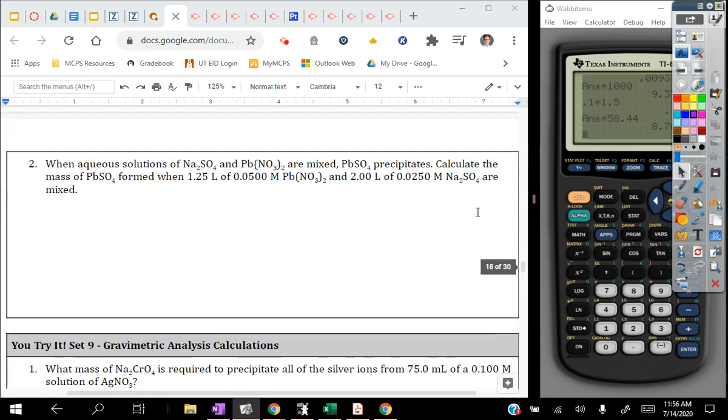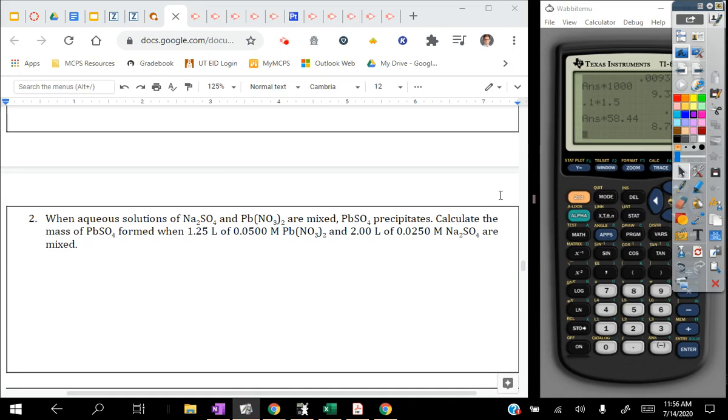Okay, let's do another one. This time we have an aqueous solution of sodium sulfate and aqueous solution of lead nitrate mixing to form lead sulfate. And we want to calculate the mass of lead sulfate formed, and we're given the liters and molarities of both of our reactants. So when you have liters and molarity of both reactants, this is going to turn into a limiting reactant problem. So first thing we should do is figure out our moles of each of our starting components.